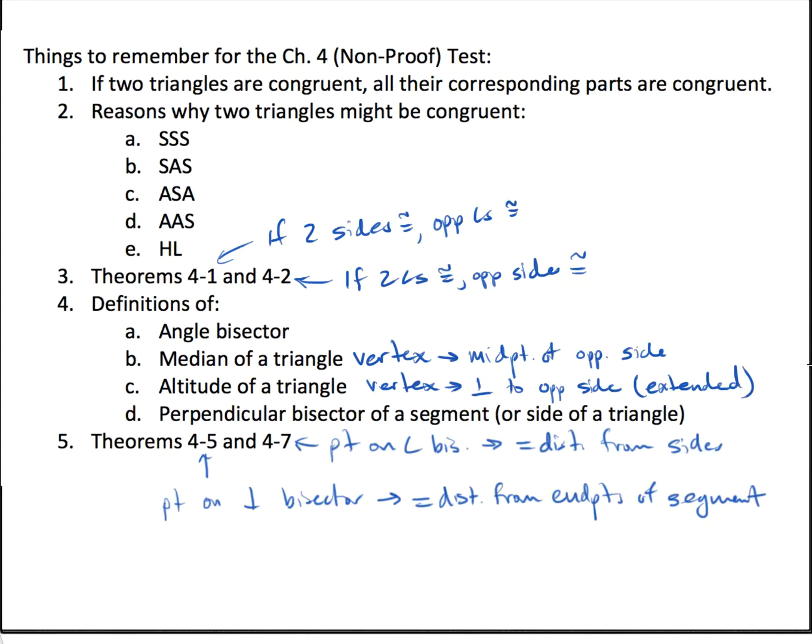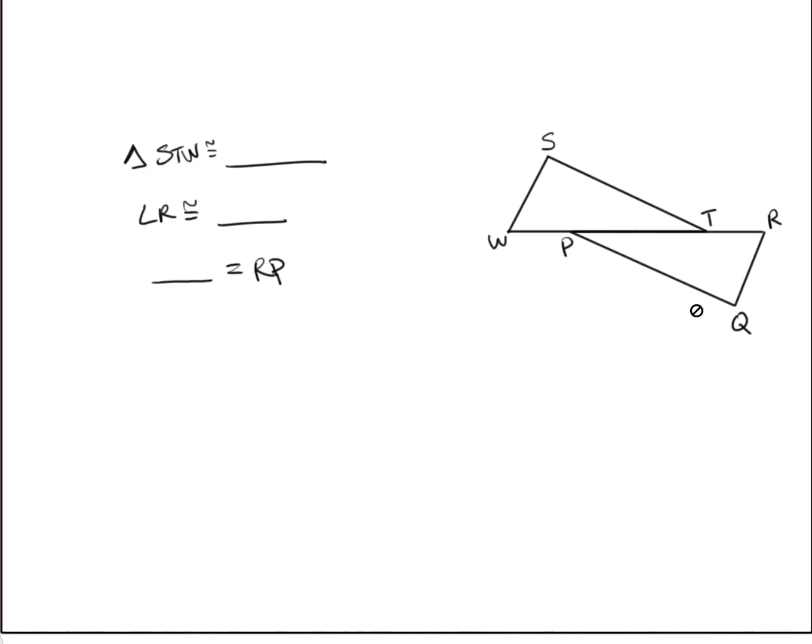So let's take a look at a few examples that kind of put some of this stuff into perspective for us. First of all, if I have this diagram right here, and I told you that these 2 triangles are congruent, then you should be able to complete statements like the following 3 right here.